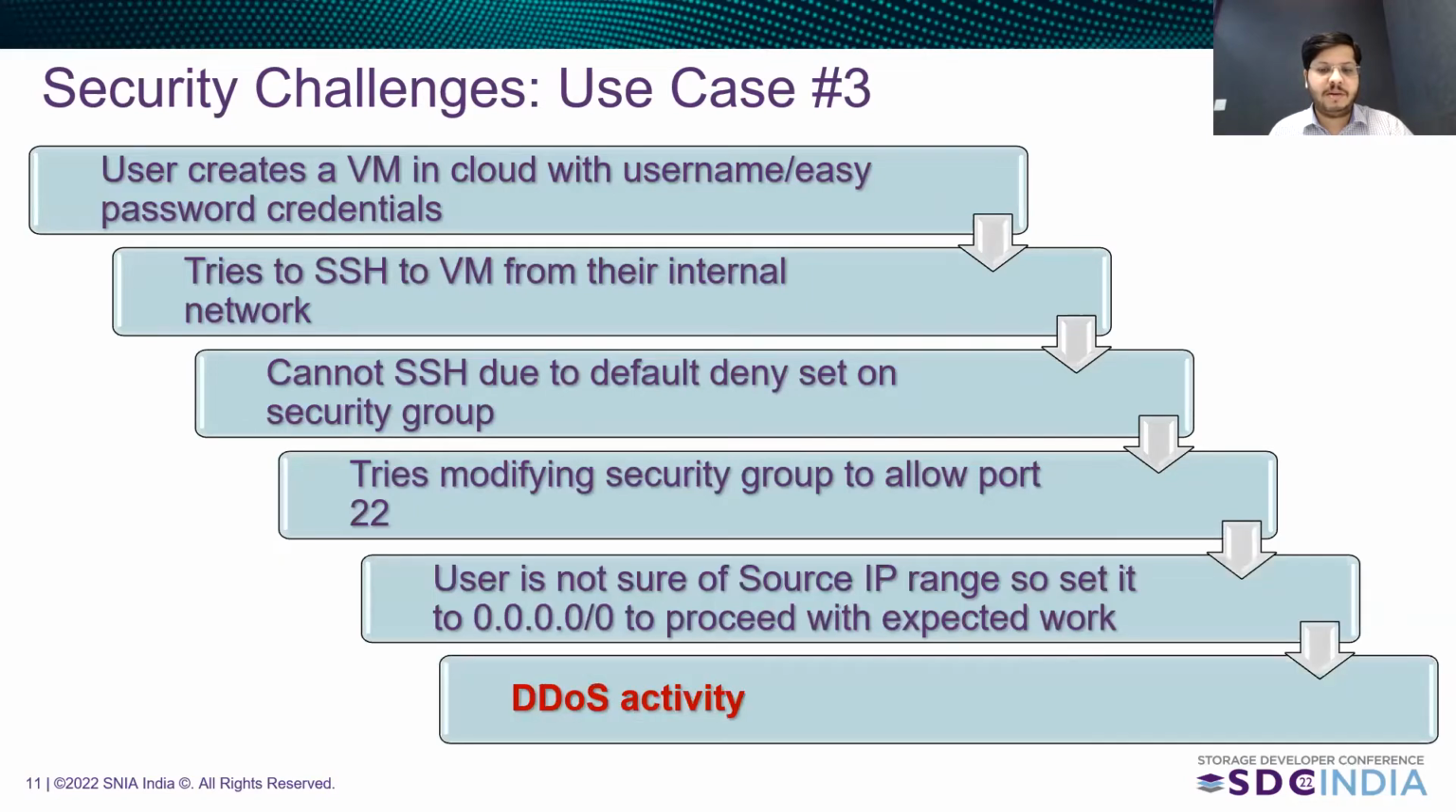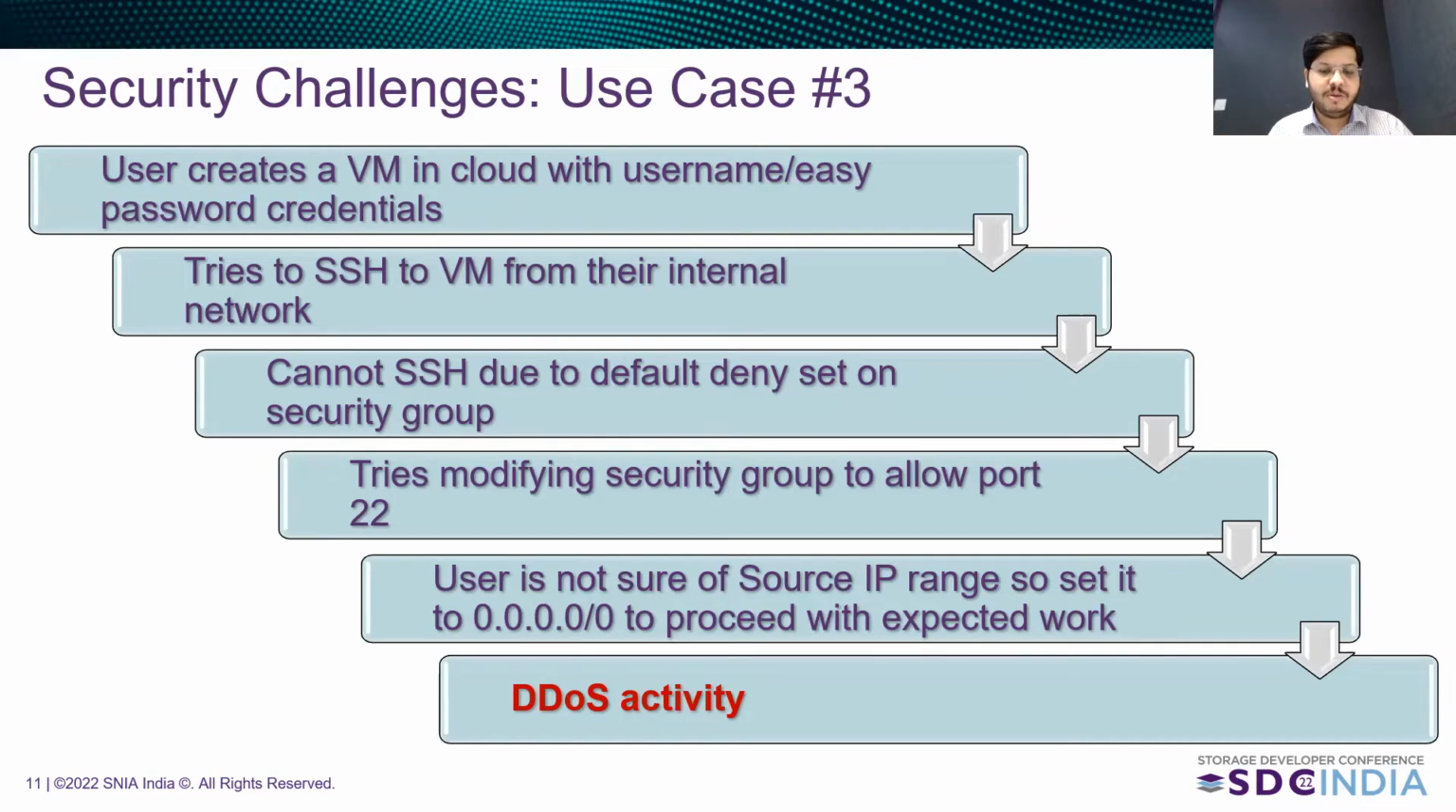The third one is network security layer threats, we can say. The user creates a VM in the cloud with an easy password and credential, and he tries to SSH to the VM from the internal network. But the user is not able to SSH because the default deny is set on the security group, and he tries to modify the security group to allow port 22.